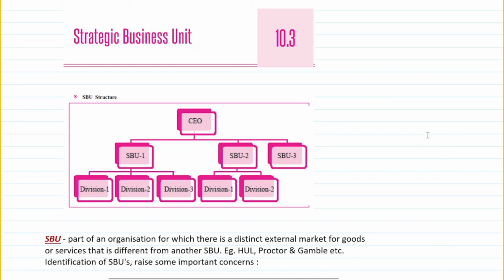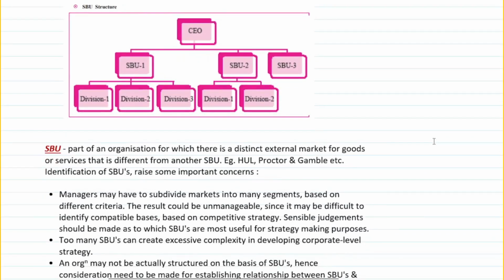right? So let's understand the definition of strategic business unit. Strategic business unit, we'll call it SBU. It says part of an organization for which there is a distinct external market for goods or services that is different from another SBU, right?